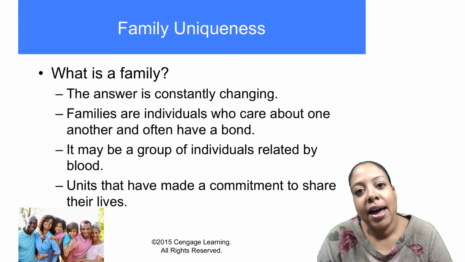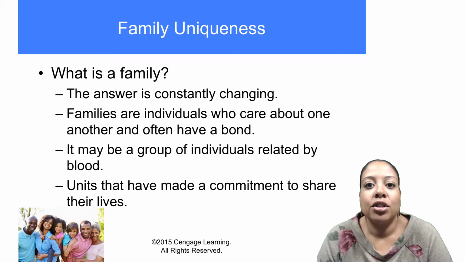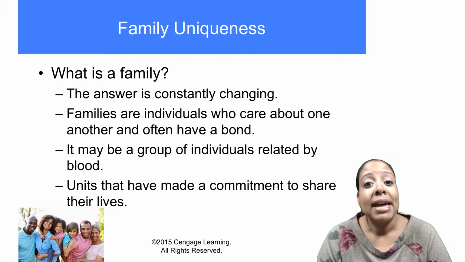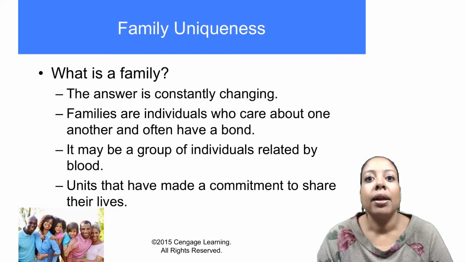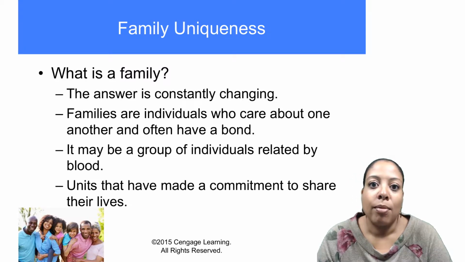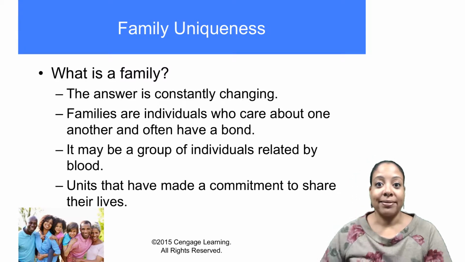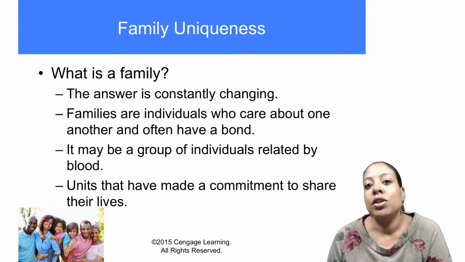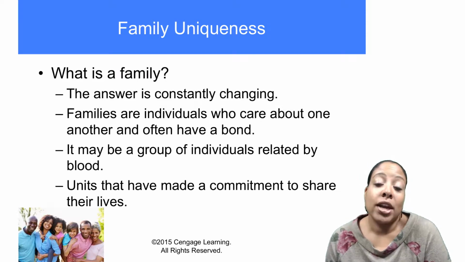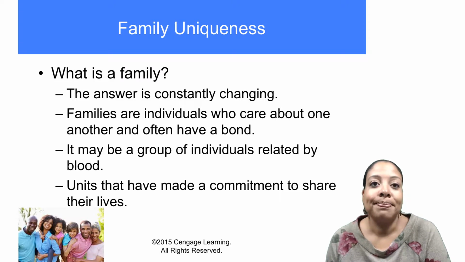Families are individuals who care about one another and often have a bond. So if you think about that, that can extend beyond just people who you are related to by blood. It may be a group of individuals related by blood, units that have made a commitment to share their lives. So there are lots of different versions and forms of family. Think about, what do you consider your family? Who is part of your family? And why do you consider them part of your family?